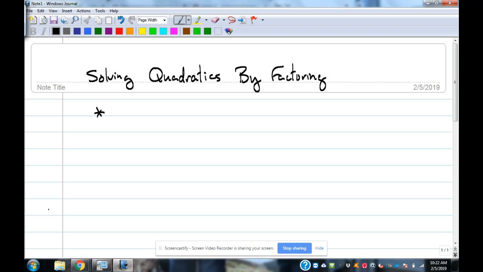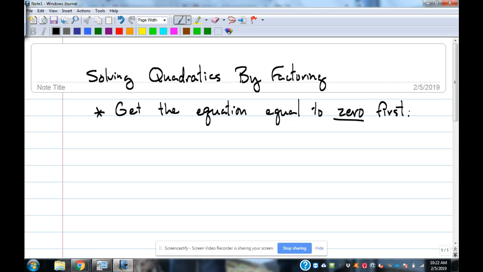Kind of have to have something done first. Y'all remember this from Algebra 1. What does the equation have to be equal to before we can do any factoring? Has to be equal to 0 first. Before you can do any factoring, your equation has to be equal to 0.